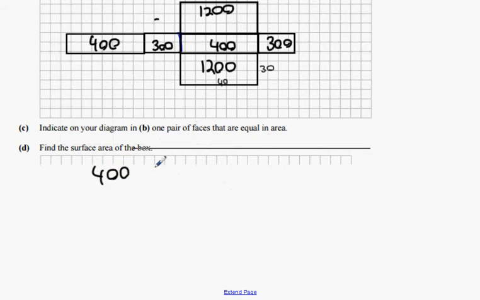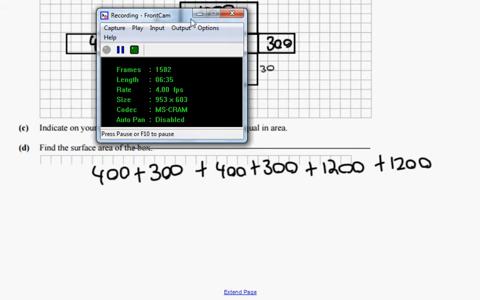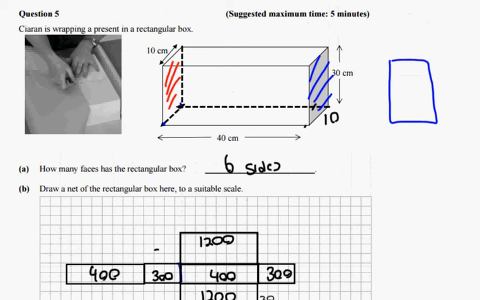Do you understand I'm doing length by width for each one? 10 by 30, 30 by 40, 40 by 10. Yes, Barry? Add these together. 800, 1400, 1400. Did anybody get 3800? Centimeters squared, if it's measured in centimeters, which it is.